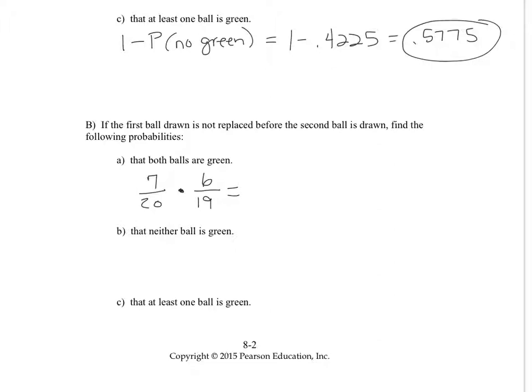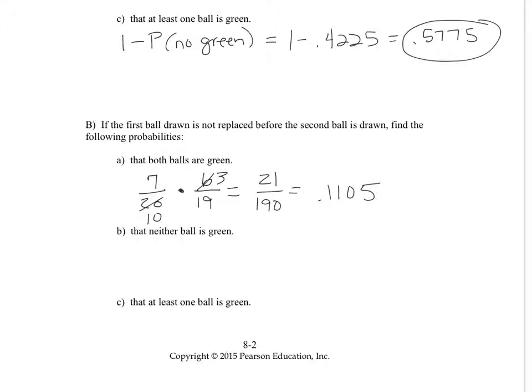So if I were to multiply 7 over 20 times 6 over 19, I could do a little reducing. 2 goes into 6 3 times. 2 goes into 20 10 times. And I get 21 over 190, which is 0.1105.